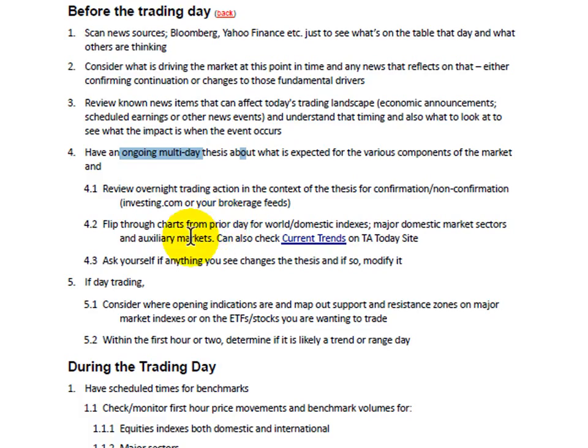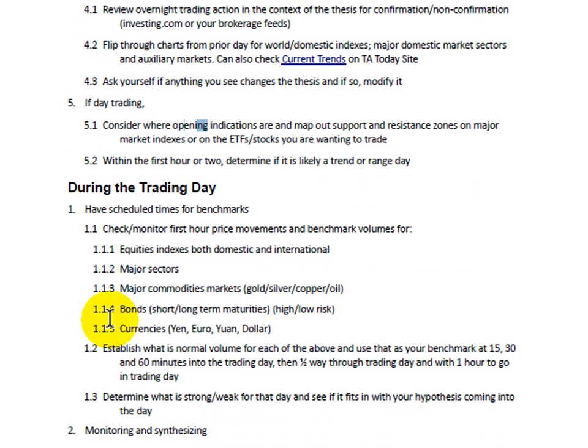Multi-day thesis, you're going to have a thesis of what's going to happen. If you're day trading, you're going to want to examine things intraday. And during the day, it's good to keep tabs on what's happening. I usually take benchmarks, look at volumes so that I know if it's a high volume or a low volume day. Because it's just important to understand what kind of volume is either coming into the market or isn't. You want to keep track of the major sectors. One thing we haven't talked about yet is that, and we'll get into it.